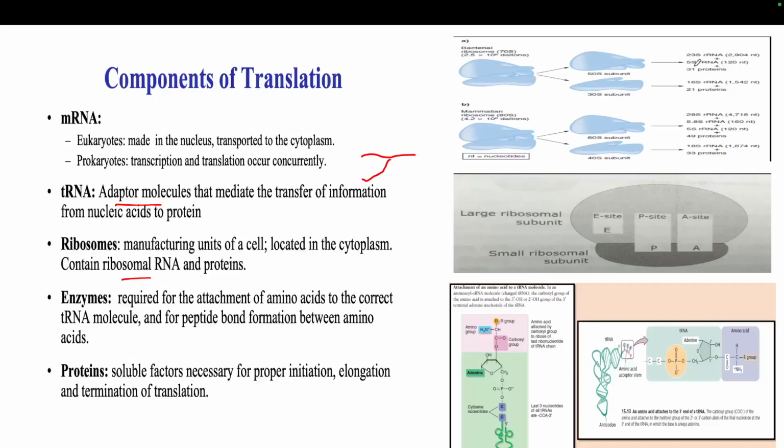Here the 23S RNA, which is the major component of the 50S subunit, acts as a catalyst, meaning it works as a peptidyl transferase. It helps the ribosome move from one place to another over the mRNA, so it works as a catalyst.